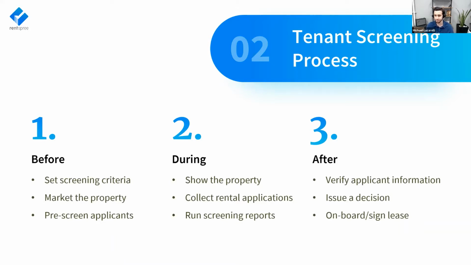Pre-screening is really important for reducing the time you spend on applicants who just from the start wouldn't have worked out. Looking at the during, they're showing the property, which is straightforward, but you want to be careful on this aspect, especially when you're working with rentals: collecting rental applications, running screening reports. And then we talk about verifying information. So we'll touch upon verifying applicant information, issuing a decision, and then of course, signing the lease.